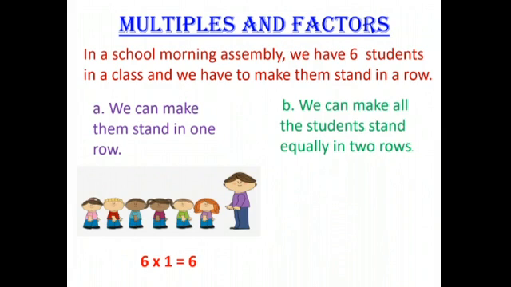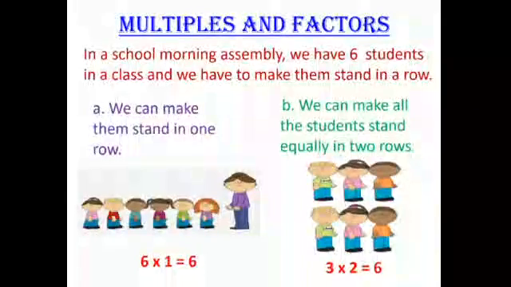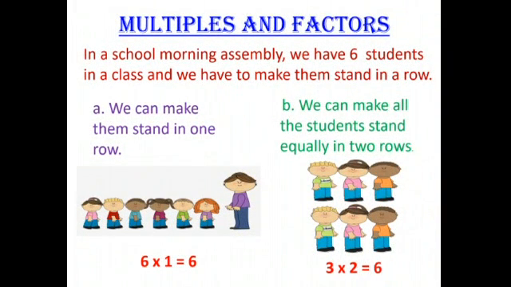The second way is we can make all the students stand equally in 2 rows. So there will be 3 students in each row. So 3 into 2 equals 6. Here 3 is the number of students in each row and 2 is the number of rows.